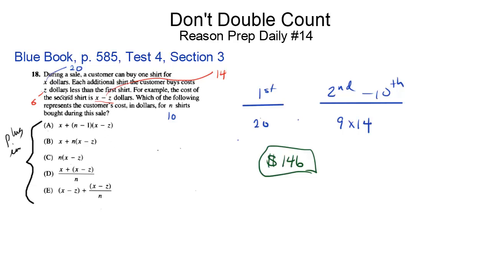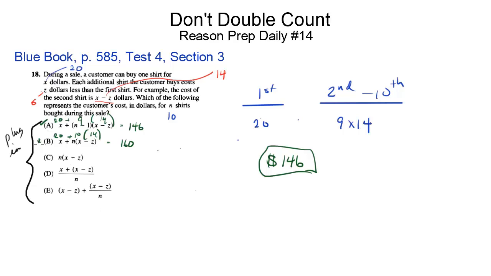So let's plug in our numbers here. For A, it's going to be 20 plus N minus 1, N is 10, so this is 9. And this cost we already determined is 14. And notice this is exactly what we just did, 20 plus 9 times 14. If you do this math, again, you'll get 146. So that works. How about B? 20 plus 10 times 14. So that's going to be 160, which is not quite right.